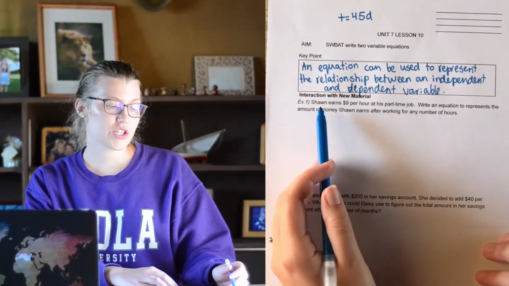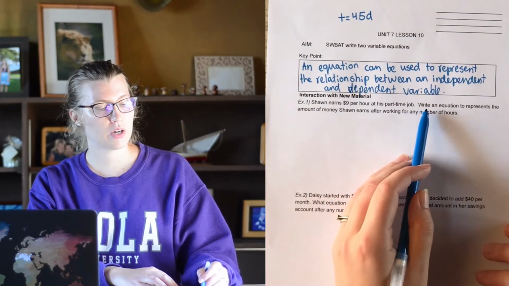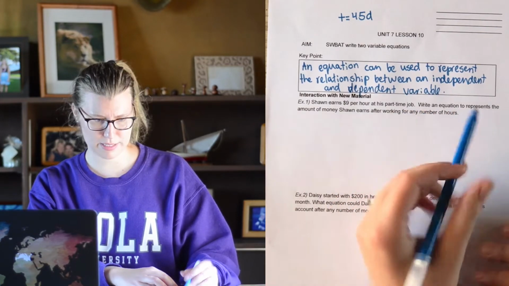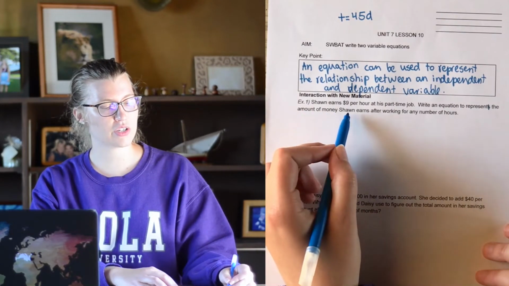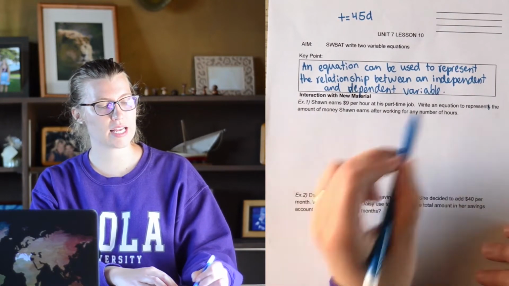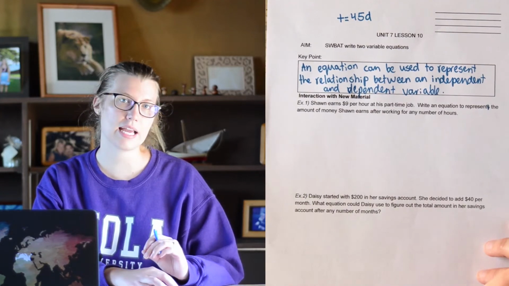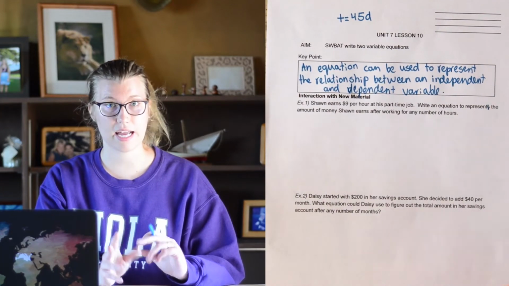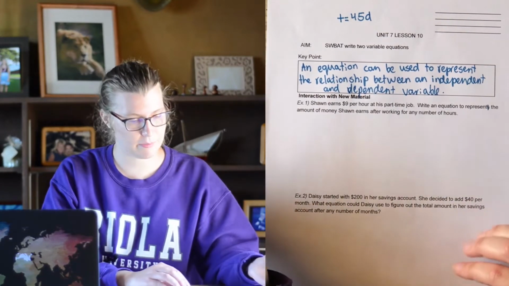Example number 1. Sean earns $9 per hour at his part-time job. Write an equation to represent the amount of money Sean earns after working for any number of hours. Okay? First, I need to find two variables, right? An independent and dependent variable. I'm going to circle the one that's independent.